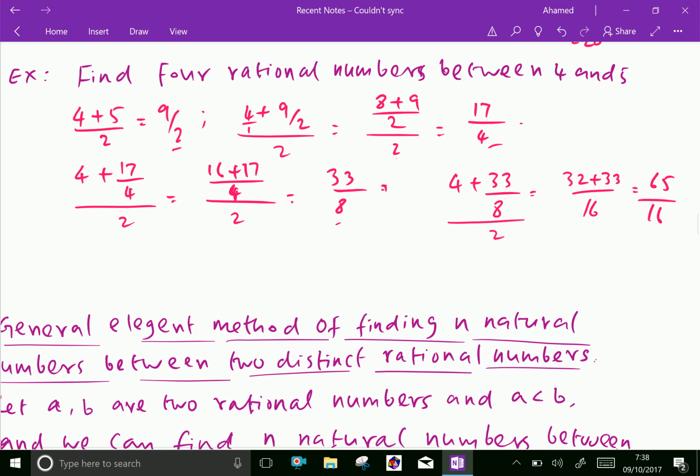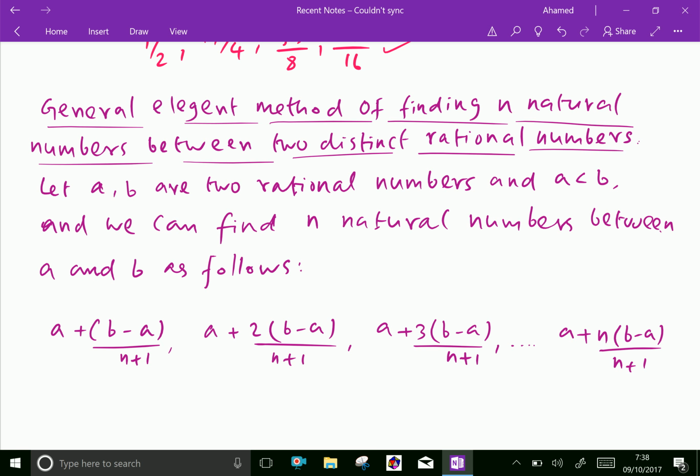Therefore, we can write collectively the numbers between 4 and 5. There are 4 rational numbers we found, that is 9 over 2 and 17 over 4 and 33 over 8 and 65 over 16.